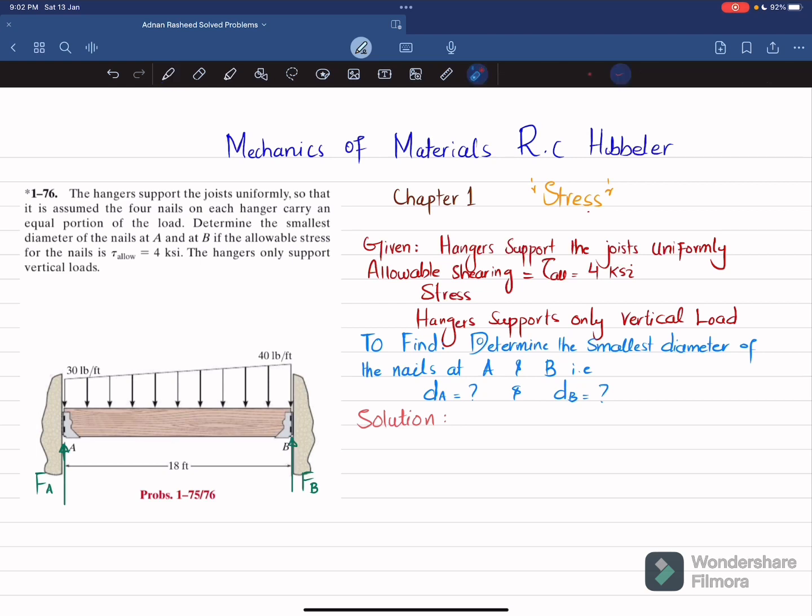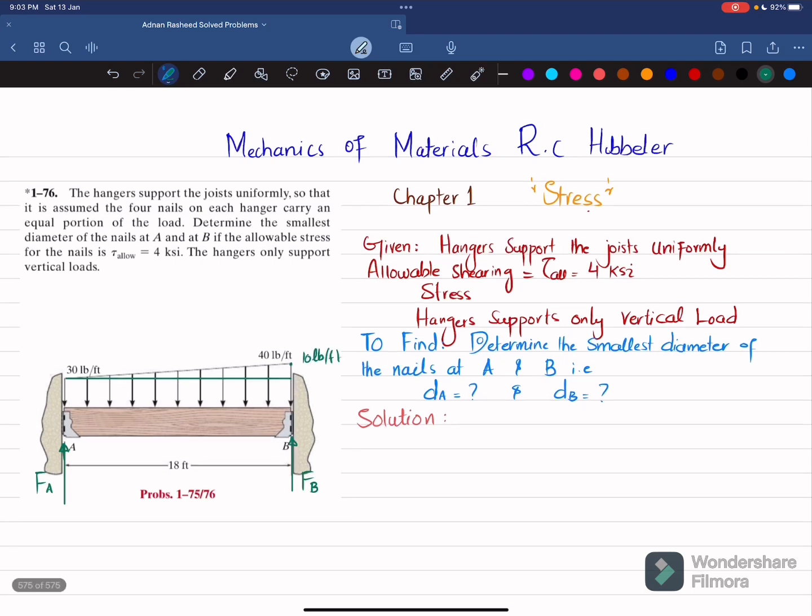But before that, if you look at this load, what we are going to do is convert it. This is a mixed loading, so we'll convert it into a uniformly distributed load plus a triangular load. The distributed load will have a magnitude of 30 pounds per feet, while the magnitude of the triangular load will be 40 minus 30, which is 10 pounds per feet. So let me divide it with a horizontal line.